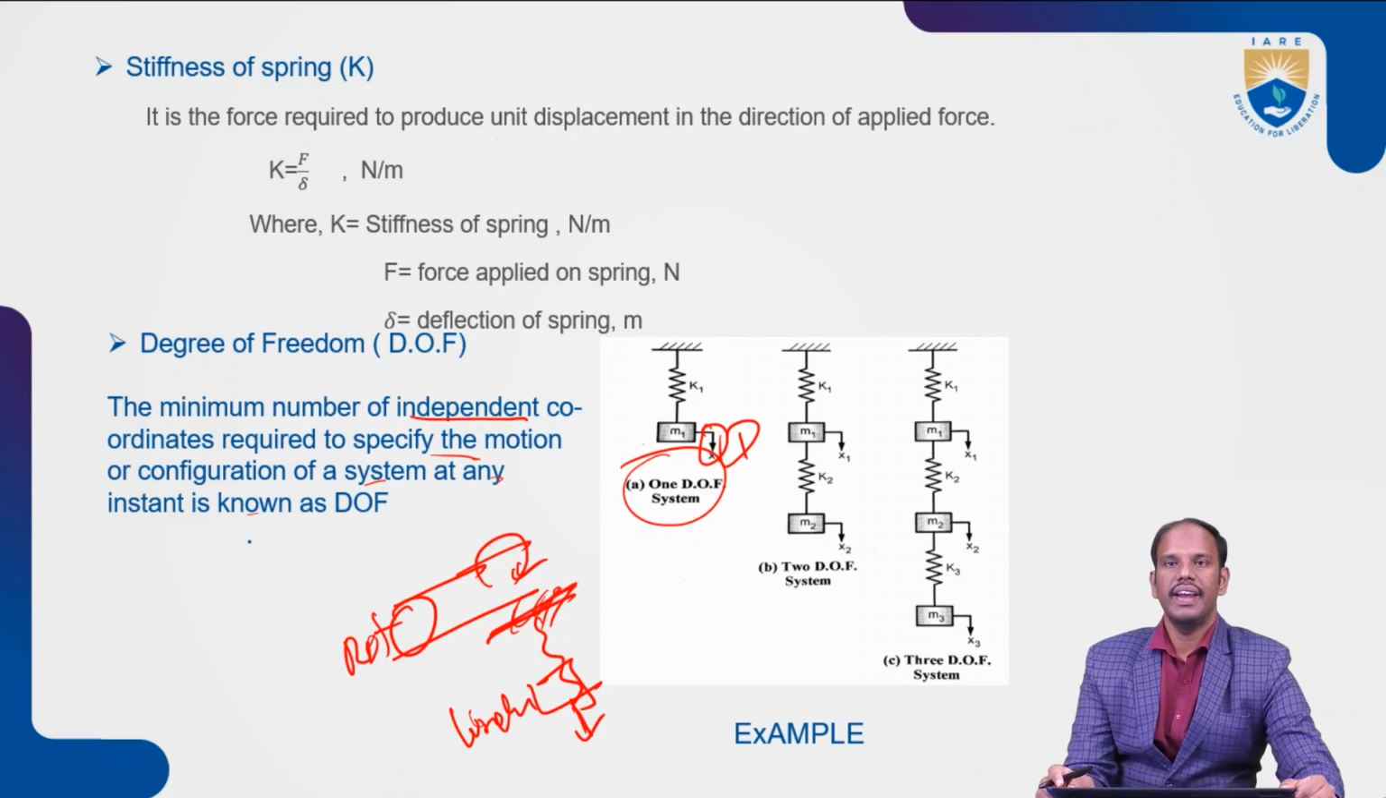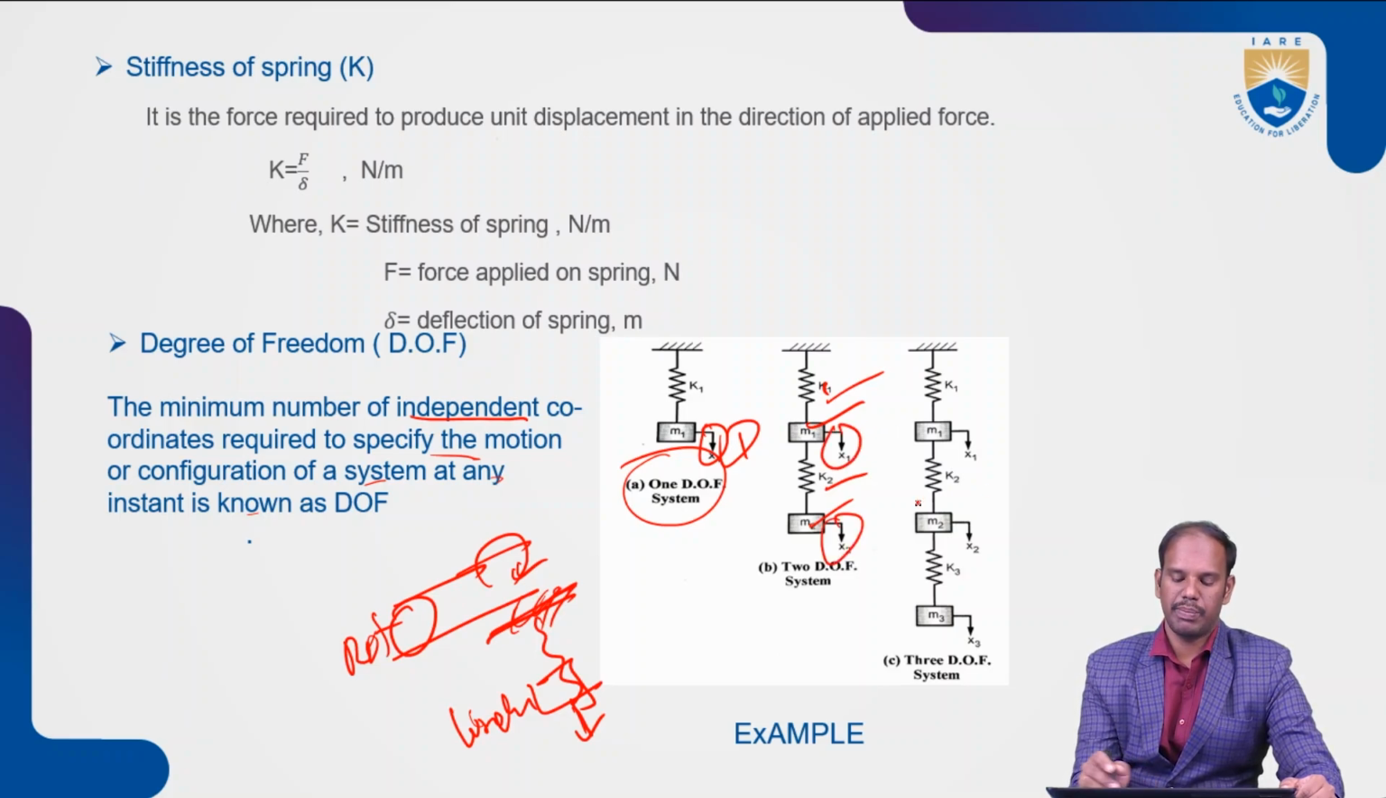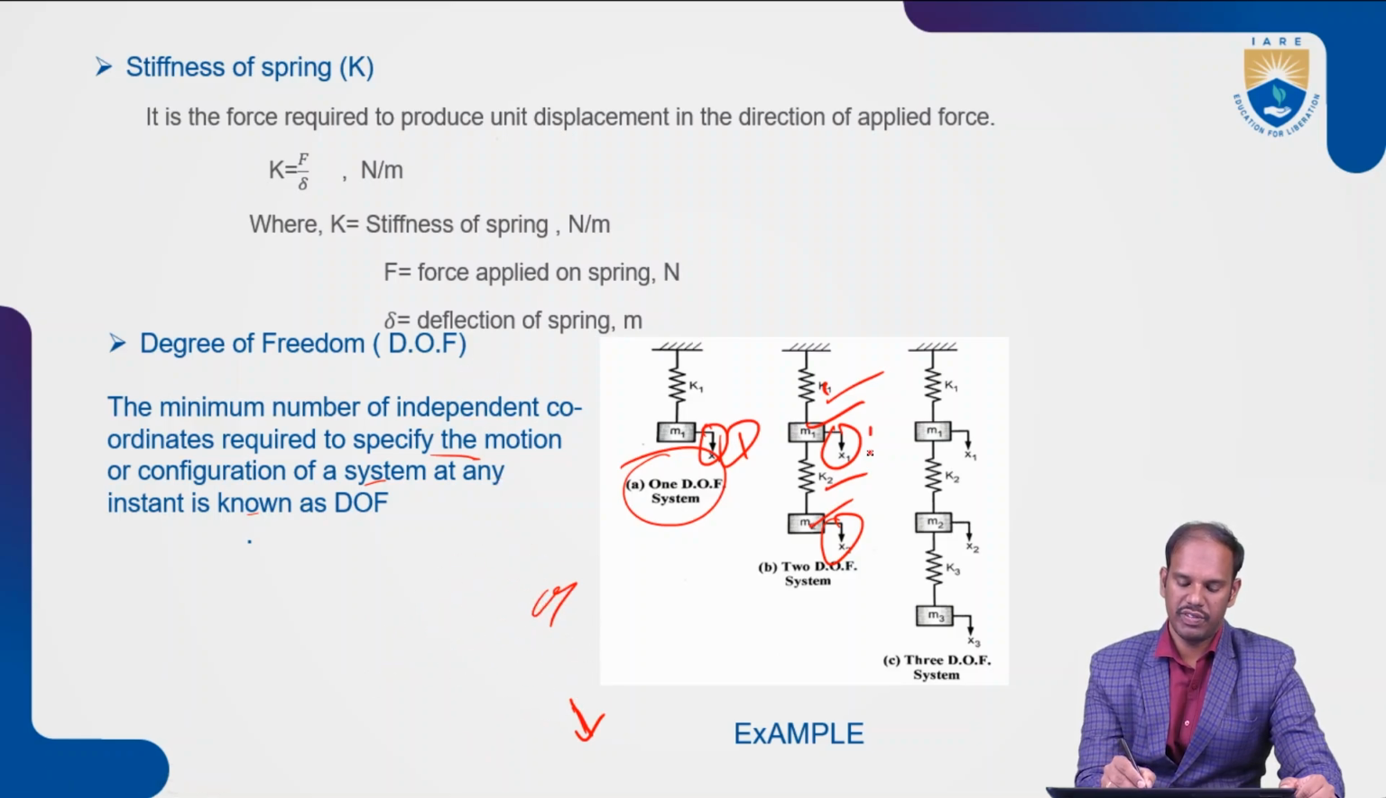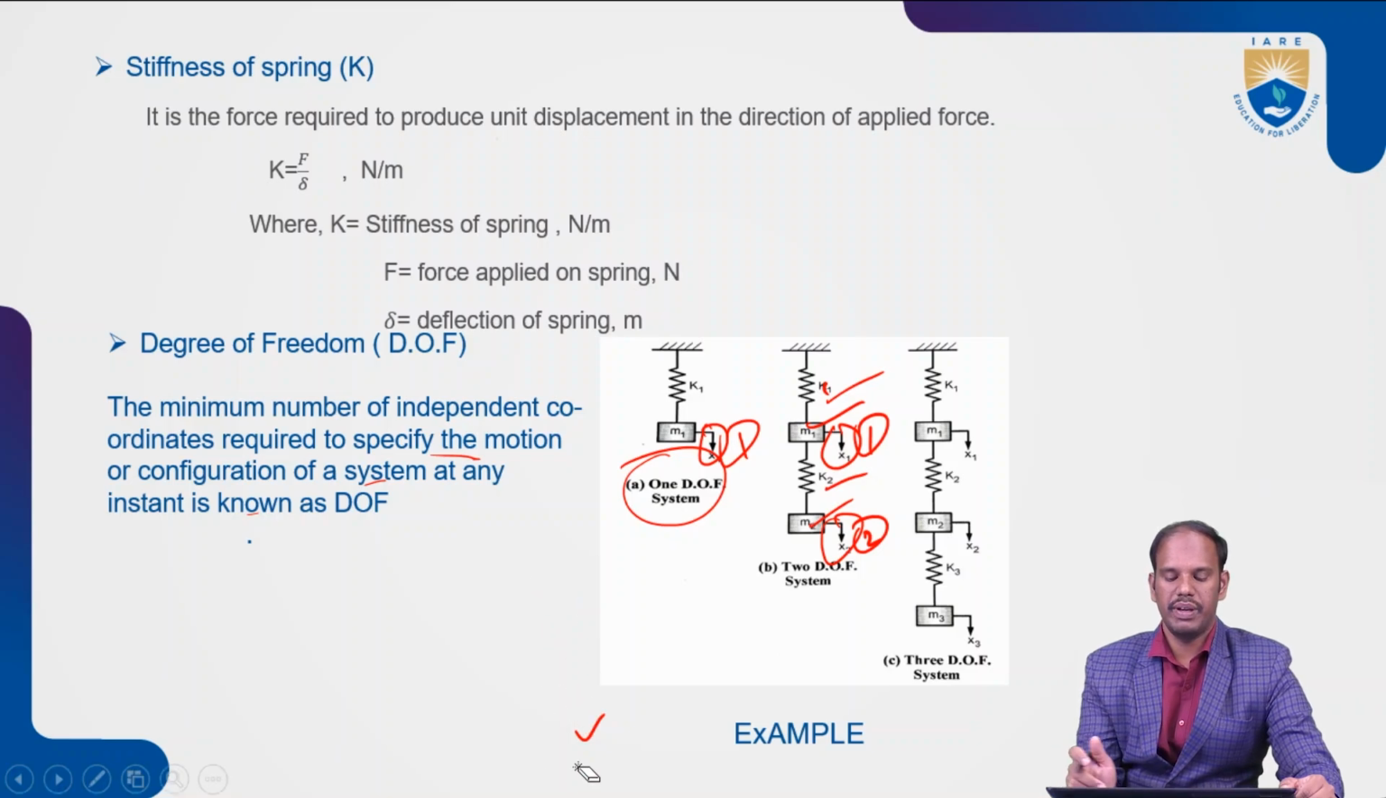And in the 2 degrees of freedom system, there are K1 and K2, and mass 1 and mass 2. There are 2 masses and 2 springs in this. Again, if a force is applied, there are 2 independent motions, one over here and the other over here. There are 2 independent coordinates, so it is called 2 degrees of freedom.